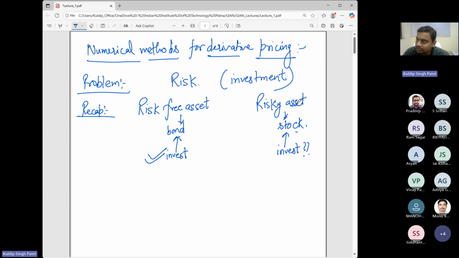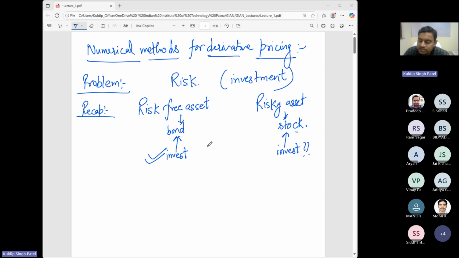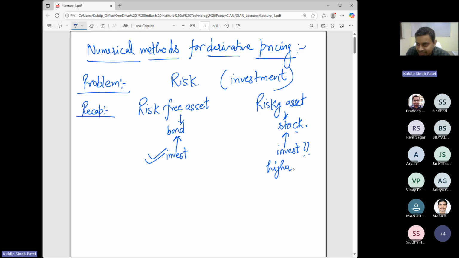Aditya or anyone from the participants, if something is fixed in bonds, why should we not always invest in bonds? Why go for stocks? Sir, it gives higher returns, I suppose. Good, thank you, Jai Kishan. So it gives us higher return. So it is more lucrative, right? So we go with investment in stocks with the hope that we are going to get higher return.